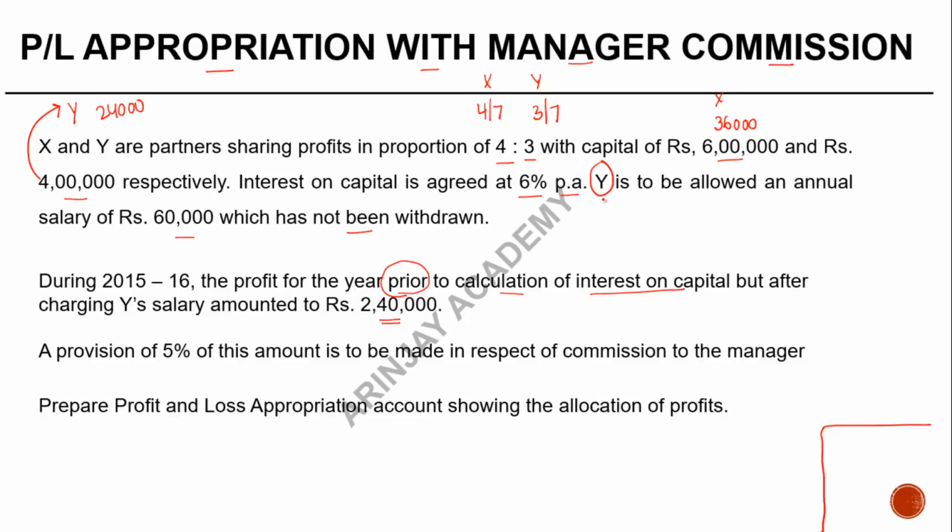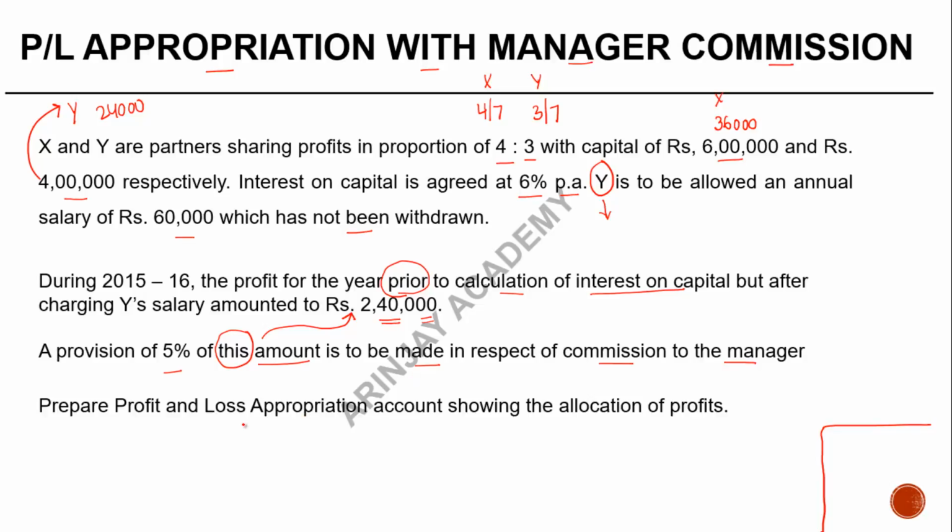Now, is Y's salary an appropriation or is it a charge to the profit and loss account? The answer is simple. Since Y is a partner, it is an appropriation. Which means that if any amount is given after charging such salary, the balance to be brought down in the profit and loss appropriation account should be grossed up to include this salary. A provision of 5% of this amount, which is 2,40,000, is to be made in respect of commission to the manager. Again, you have to be careful with the language.